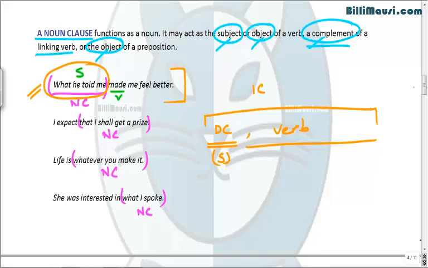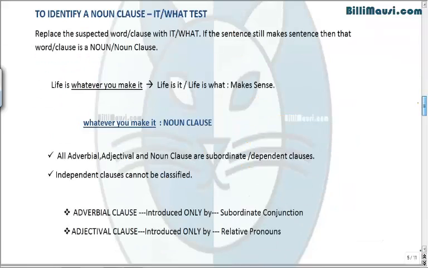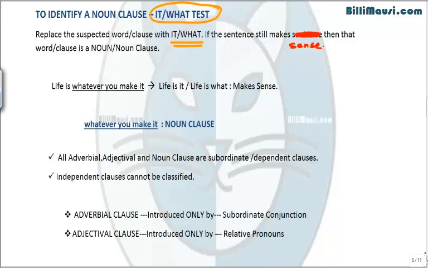Now let's move on to the test which I was talking about. To identify a noun clause, we use the it-what test. What is an it-what test? Replace the suspected word or clause with it or what. If the sentence still makes sense, then that word or clause is a noun clause. Let's put this test into action.